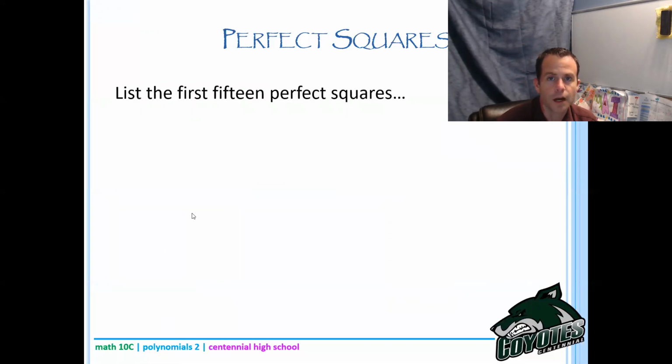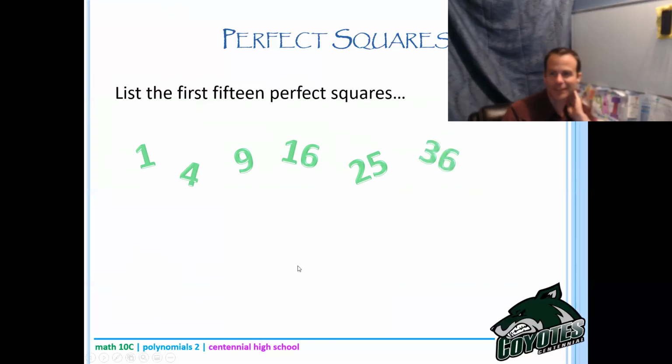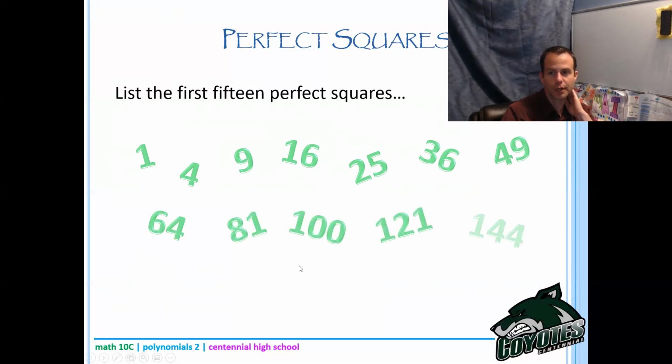All right, name your first 15 perfect squares. So we're just going right in order. We're going to go 1 times 1, 2 times 2, 3 times 3, 4 times 4. So 1 times 1 is 1, 2 times 2 is 4, 3 times 3 is 9, 16, 25. Sorry, I just realized I skipped that over. 1, 4, 9, 16, 25. I just completely reversed those in my head. 6 times 6 is 36. 7 times 7 is 49. 8 times 8 is 64. 9 times 9, 81, 100, 121, 144.